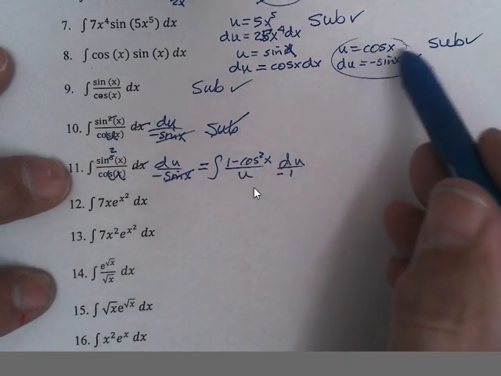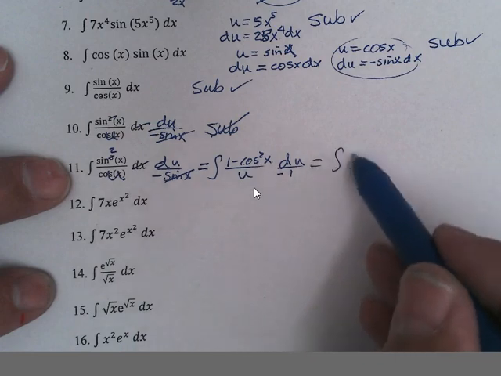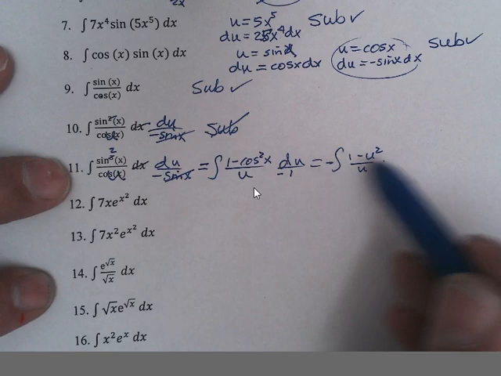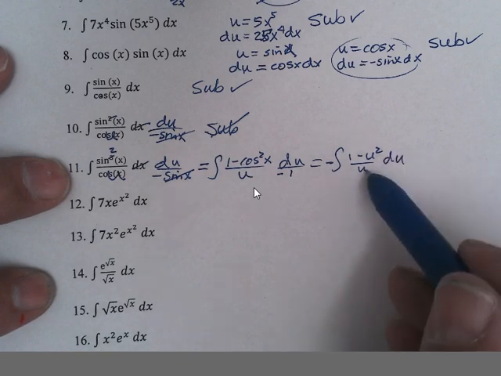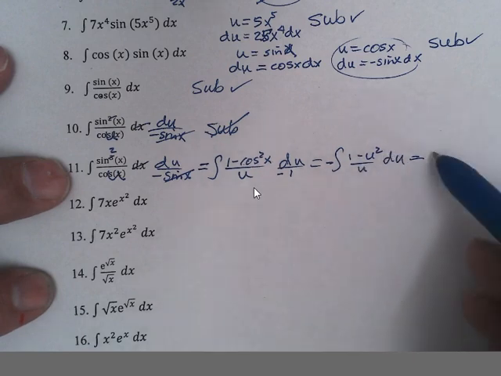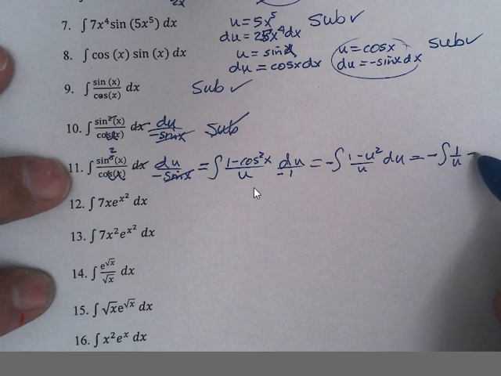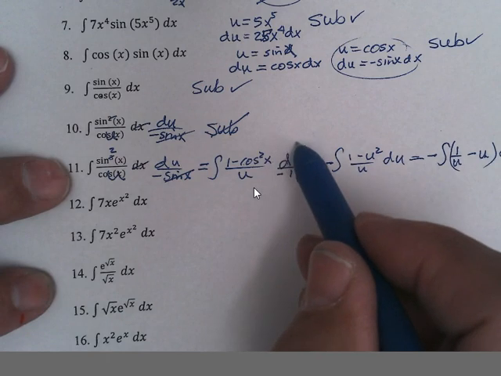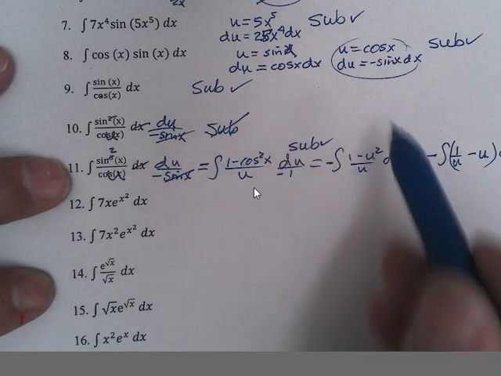But cosine x is what we let u be, so we'd have 1 minus u squared over u with a minus 1 du. This is u to the minus 1. We can divide the u into both of these, and we get minus the antiderivative of 1 over u, and minus u squared divided by u is just u du. We can do the integral of that and the integral of that, two separate because they're added or subtracted, and we can get this one to work. So substitution did work on this one.